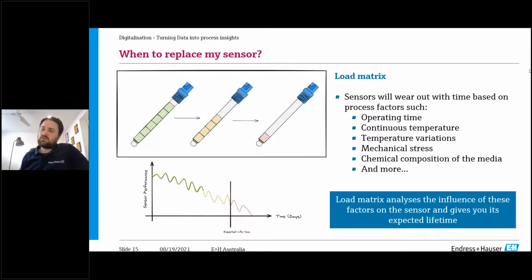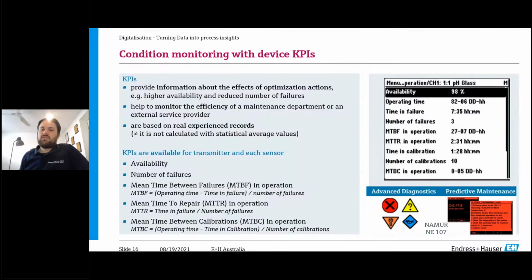Now, the good thing with the digitalization in MemberSense 2 is that all these variables are now recorded within the sensor, which means that by using logic in the sensor, it can determine the influence of these factors on the sensor and then give you a good estimate of the expected lifetime. So this is a never-seen-before function and very useful. Now, that was one of the KPIs that are available with MemberSense 2.